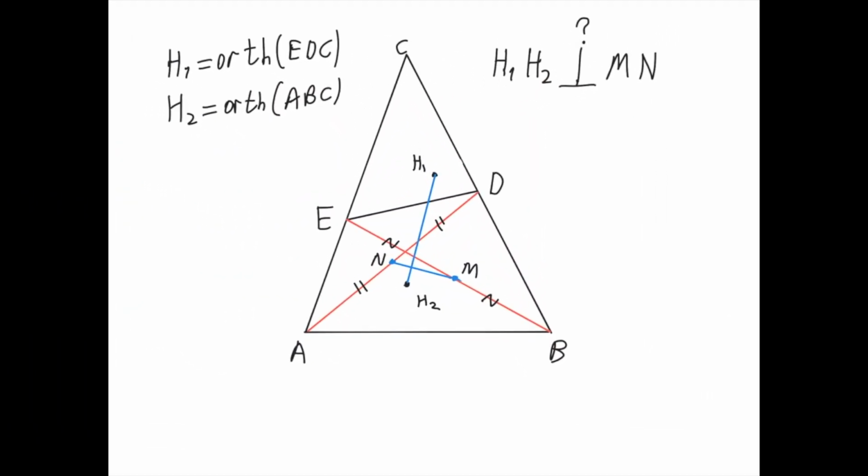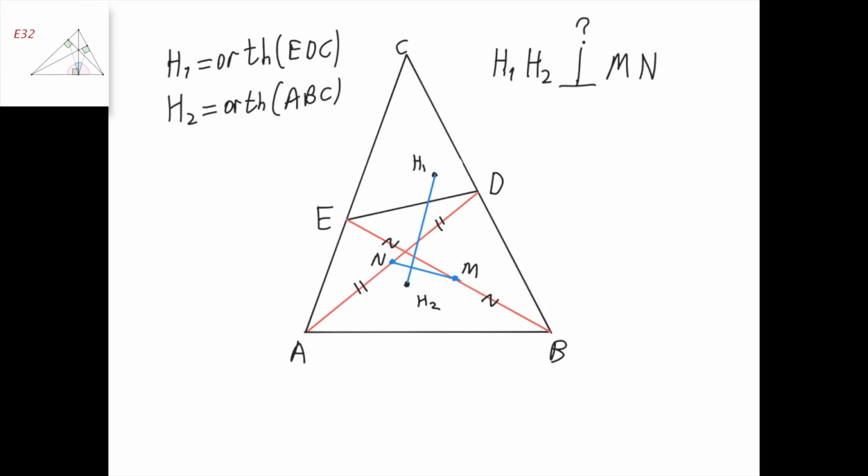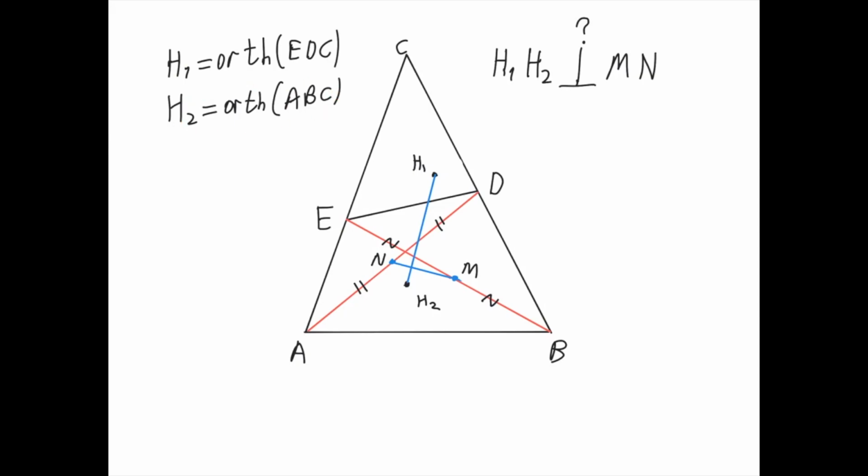Here's the problem for the next video. We have a triangle ABC, and we choose a point D on the side BC and the point E on the side AC. And then H1 is the orthocenter of triangle EDC, as written here, and H2 is the orthocenter of triangle ABC, as written here. M is the midpoint of the segment EB, and N is the midpoint of the segment AD. We should prove that H1H2 is perpendicular to MN.